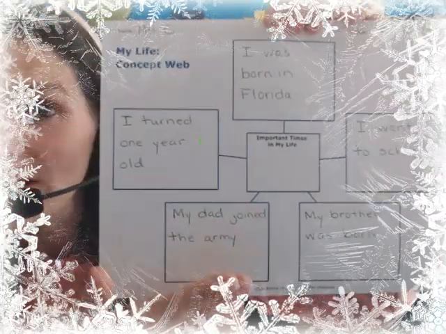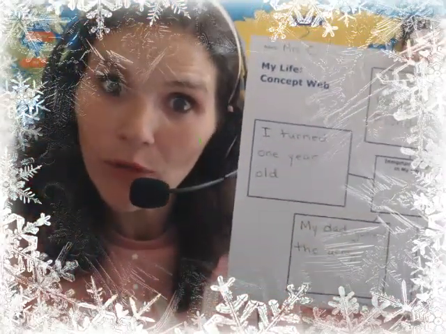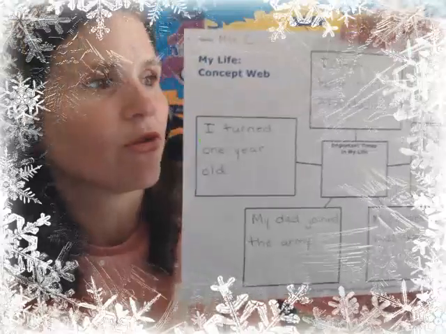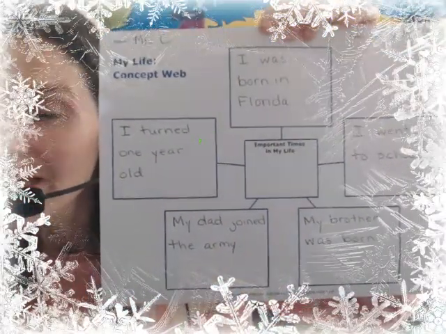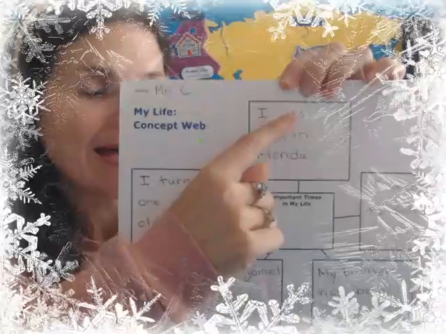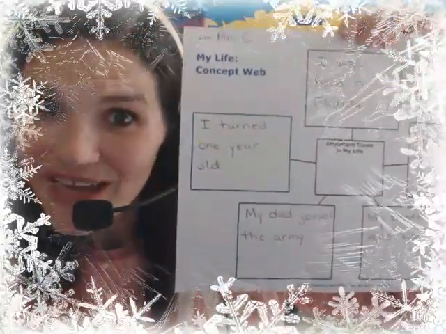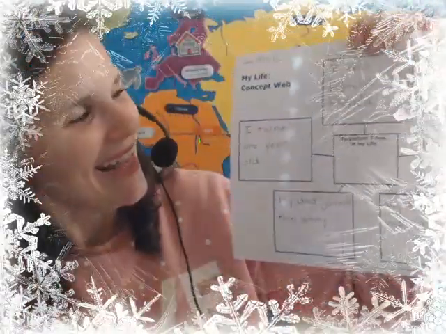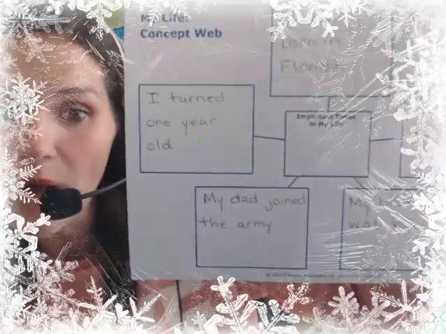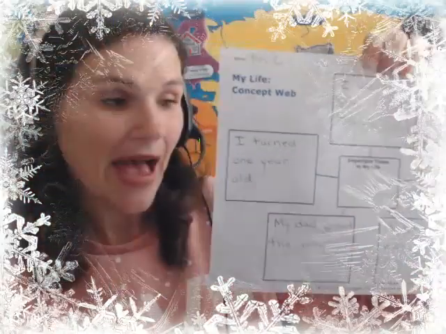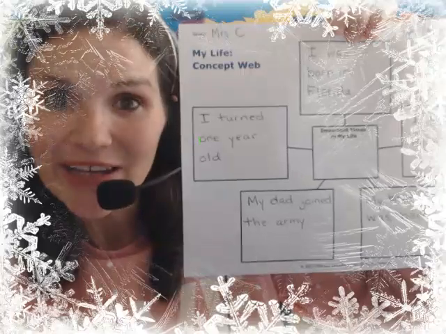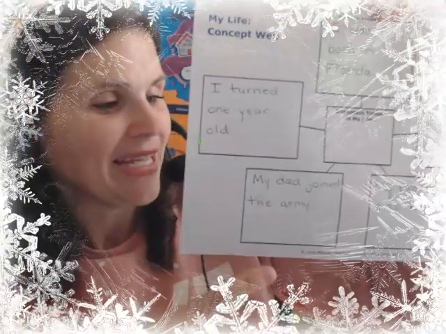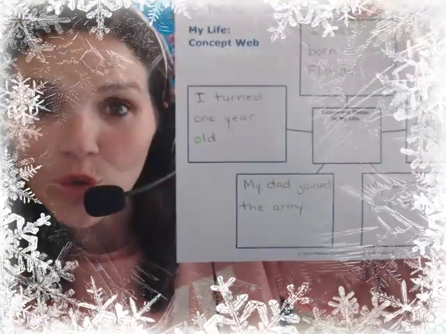I added a little extra detail. I said I was born in Florida. I live in Florida. I was born in Florida. If you were born somewhere else, that might be really fun to include. But if you don't want to, if you just want to write I was born, that's enough. That's a really important event. Next, I turned 1 year old. I included that because I knew I had a picture of myself from my first birthday party that I could include in my timeline. Next, my dad joined the Army.